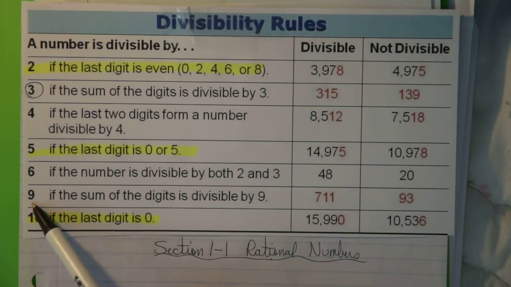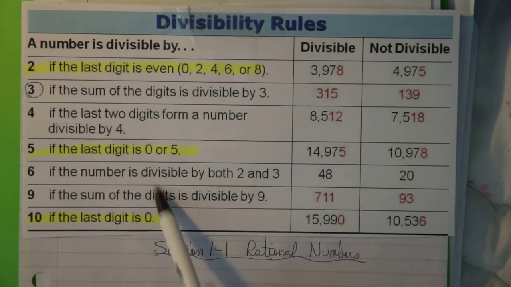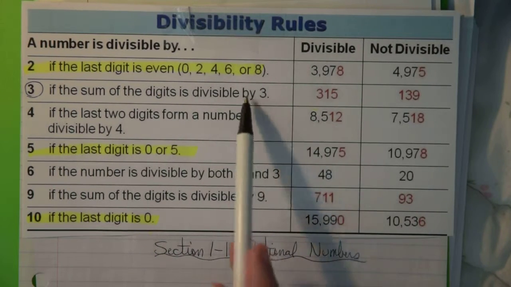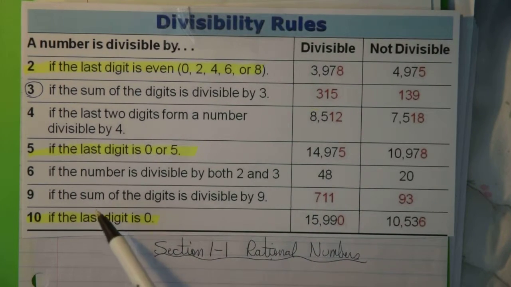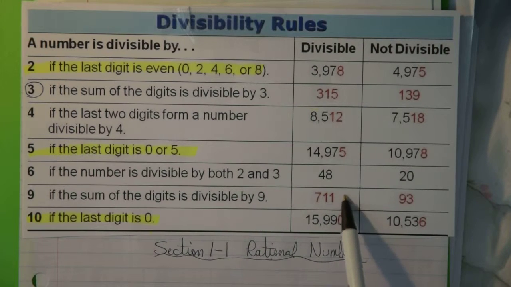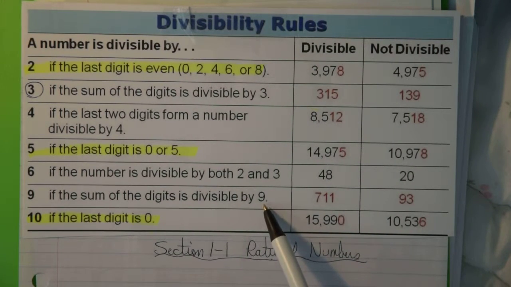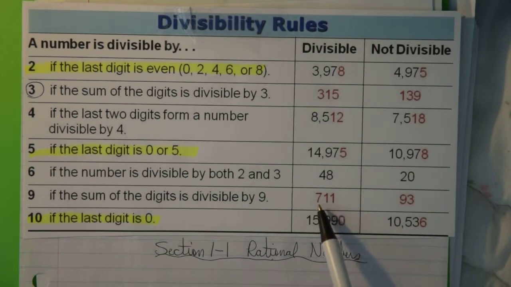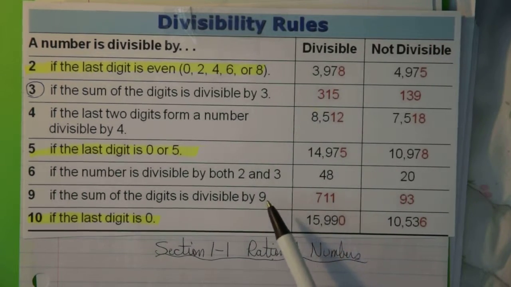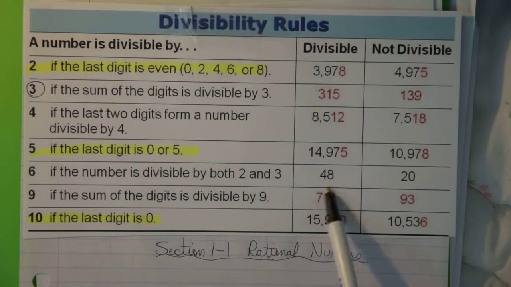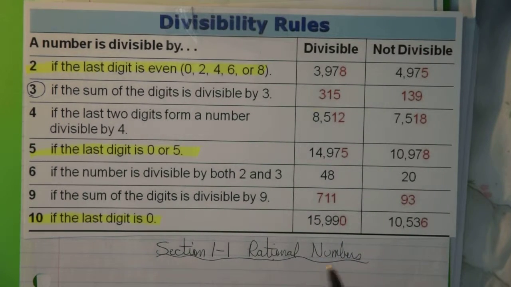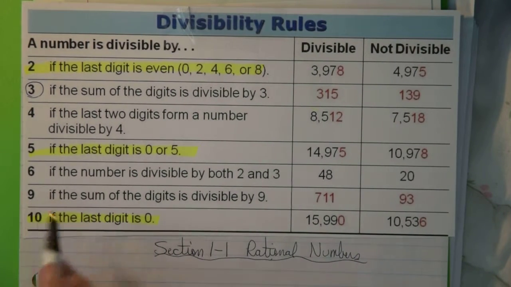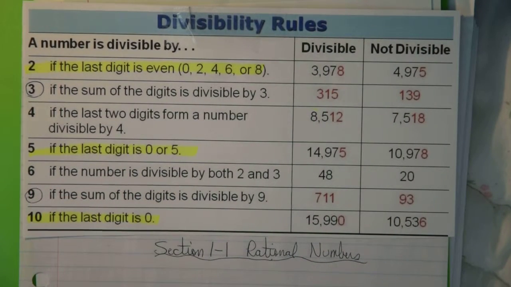The divisibility rule for 9 is also pretty easy because it works the same way as the rule for 3. If you add up the digits and the sum is divisible by 9, then the whole number is divisible by 9. So 7 plus 1 plus 1 is 9. Of course, you can divide 9 by 9, so you can also divide 711 by 9. So this one's kind of a given anyway.